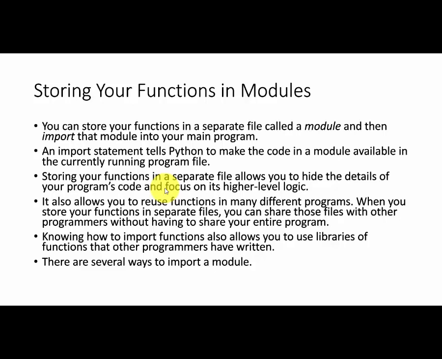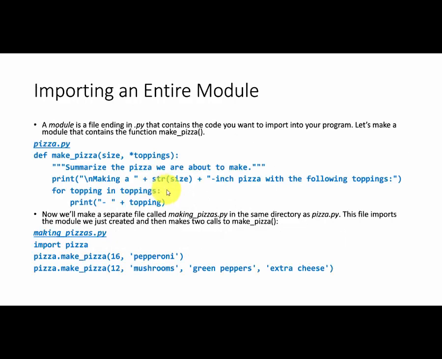Knowing how to import functions will allow you to use the library of functions that other programmers have written. There are several methods to import a module. Let us see now how to import a module. A module is a file, like your program, ending with the extension .py. This file has the lines of code that you want to import in some other program. So let us create a module that contains the function make_pizza. This program is nothing but a module, pizza.py.